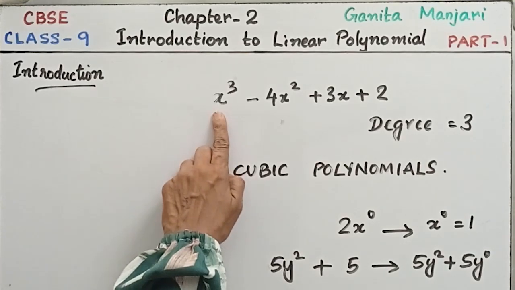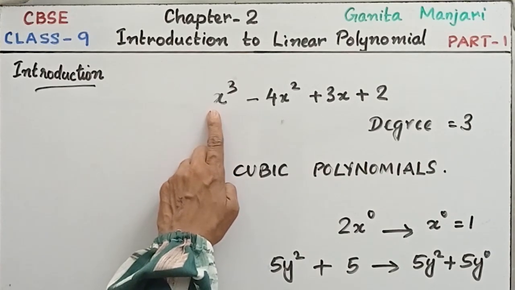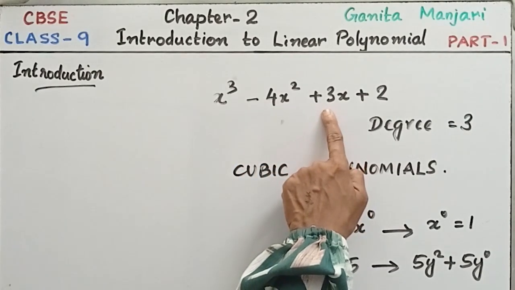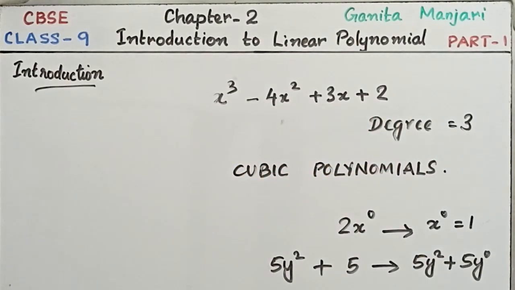And here, what's the coefficient of x cube? It is 1. Coefficient of x square is minus 4. Coefficient of x is 3 and the constant term is 2.